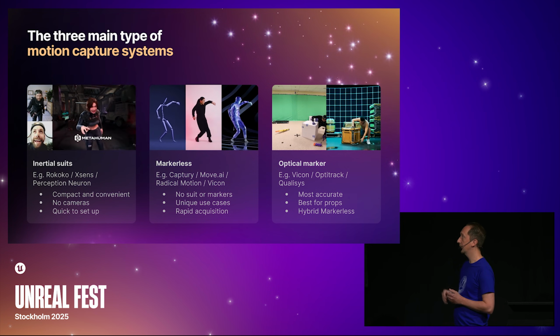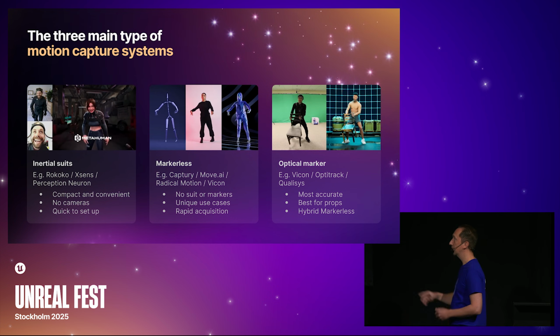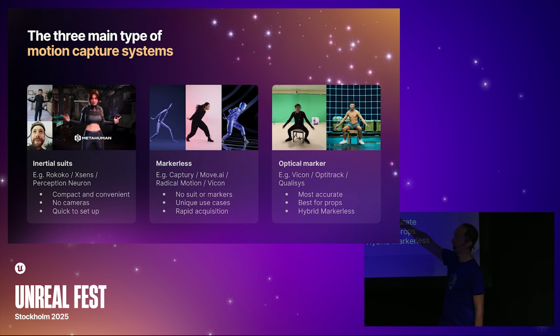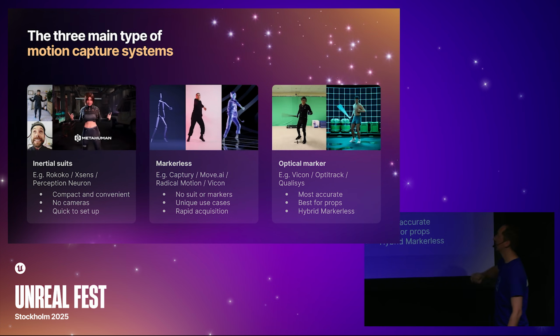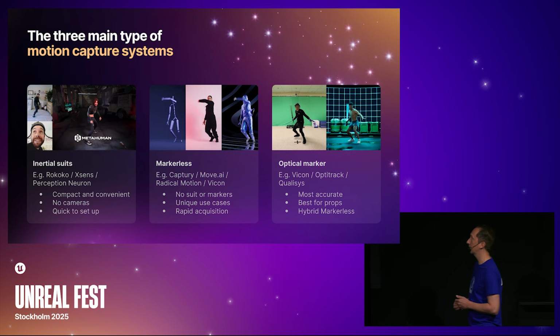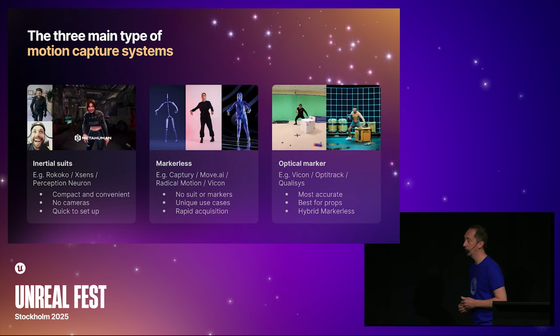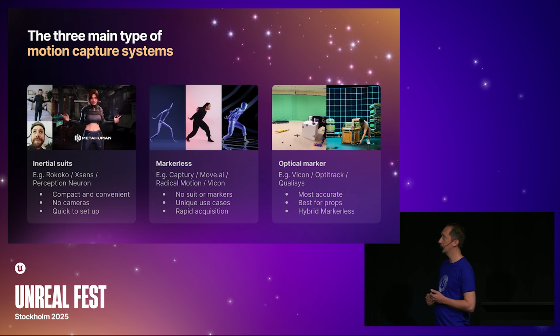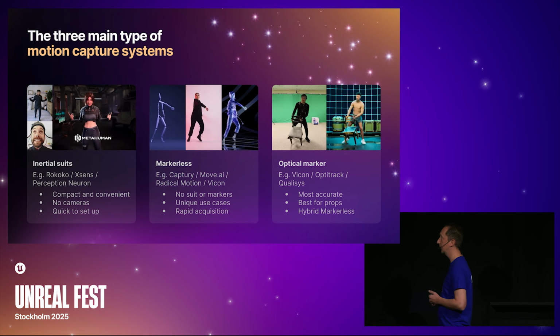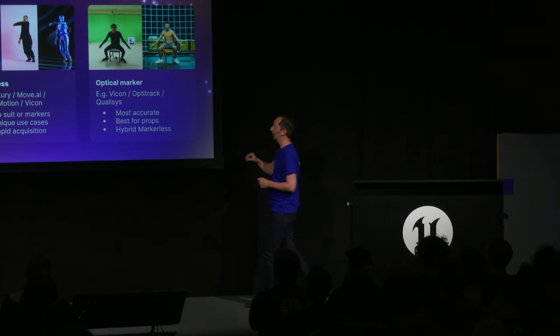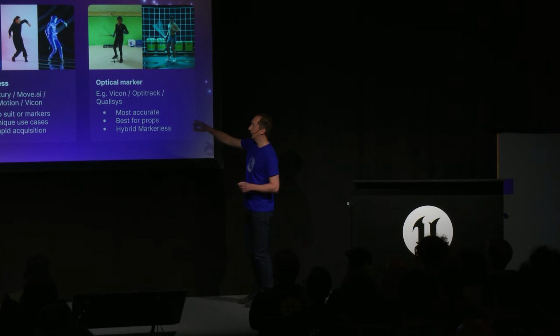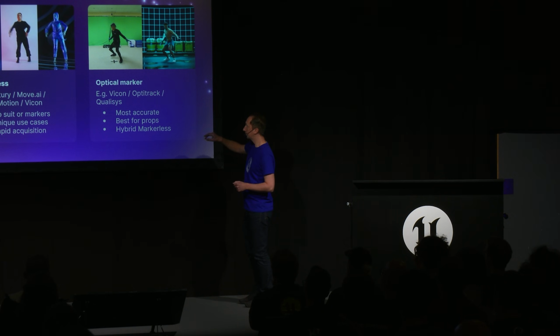And then there's Move AI, Radical Motion, and Vicon. Now, interesting that I've got Vicon in here as well. I'm going to come to that in a second. But in the optical marker group, we've got Vicon, OptiTrack, and Qualisys. So if you are interested in any of these systems, they're the folks to reach out to. Now, back to that point about there being Vicon in two categories.